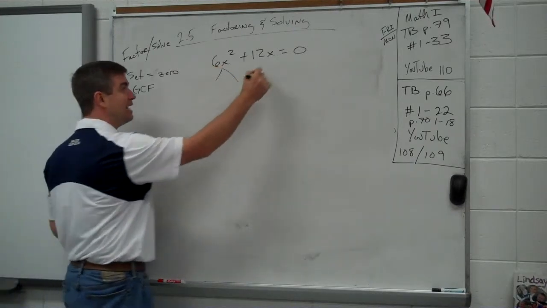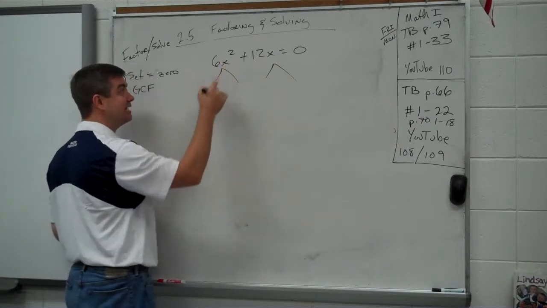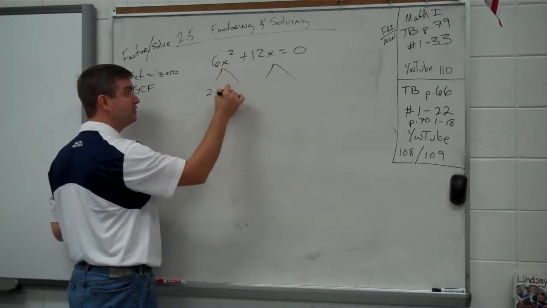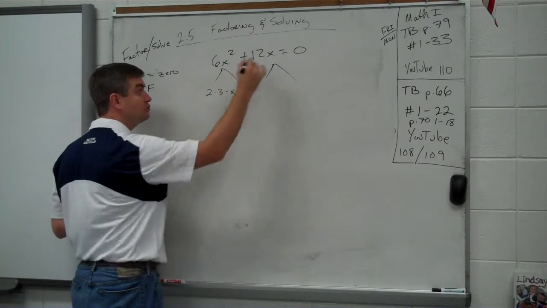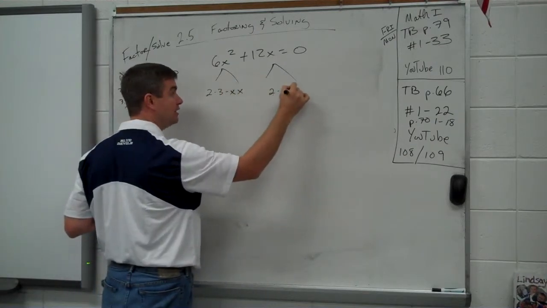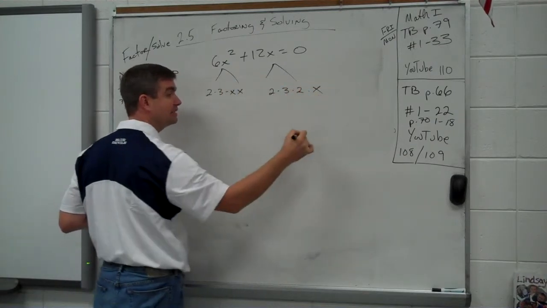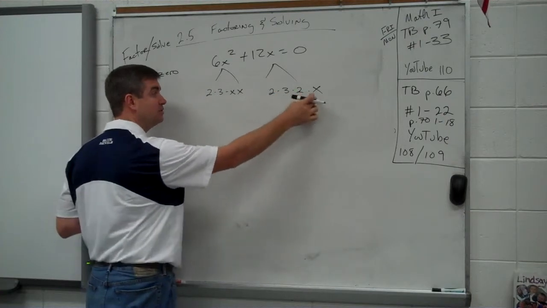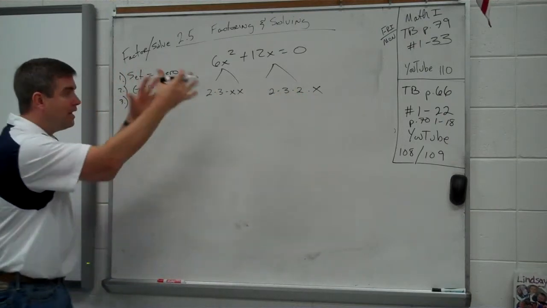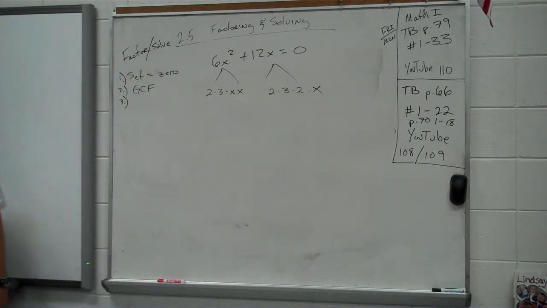I'm going to break this down, and I'm going to break this down. 6x squared breaks up into 2 times 3 times x times x. 12x is 2 times 3 times 2 times x. Isn't that right? 6 times 2 times x? So, what numbers and what variables do they have in common? They got a 2 in common, they got a 3 in common, and they got an x in common.